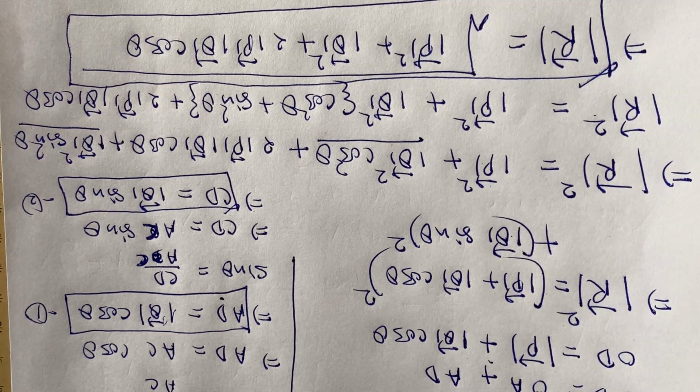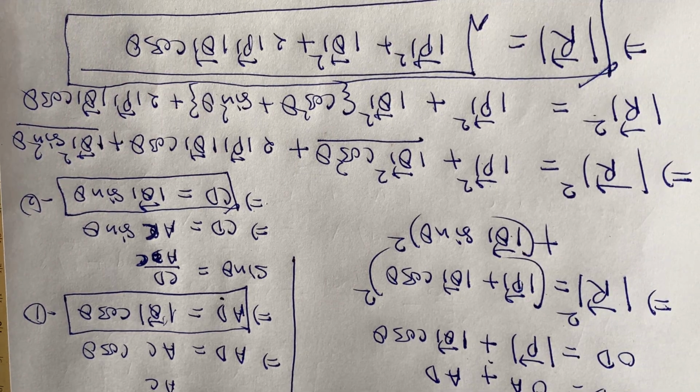The resultant of the two vectors P and Q inclined at angle theta is given by the square root of mod P square plus mod of Q square plus 2 mod P mod Q cos theta, where theta is the angle between vector P and vector Q.